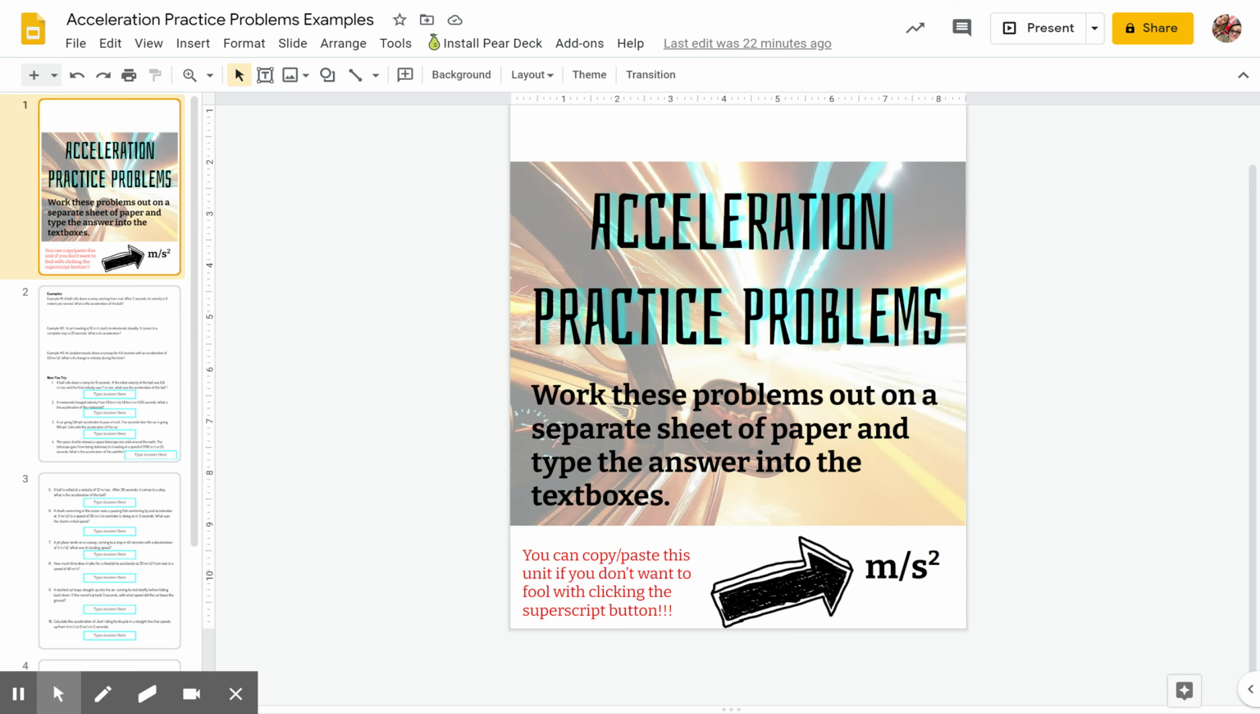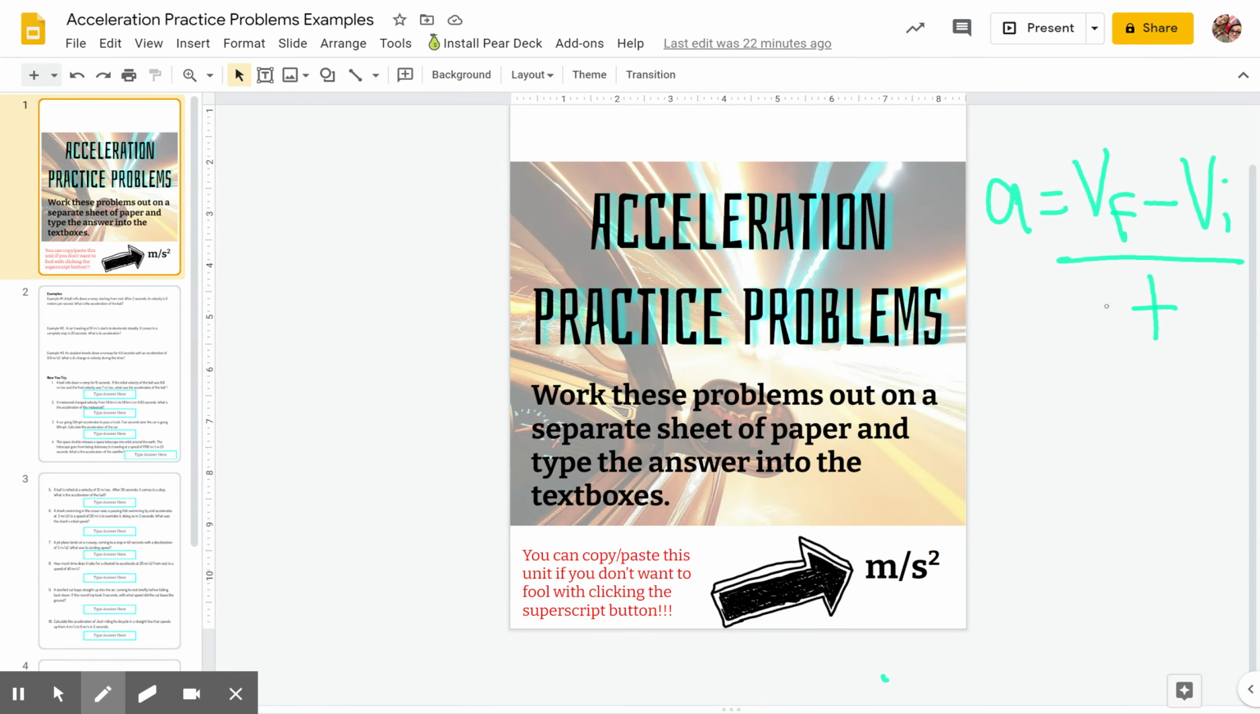Okay, so today we're going to be looking at how to work out acceleration problems. The first thing that we need to know when we're looking at acceleration problems is what is the formula for acceleration. And so in our notes, we should have learned that the formula for acceleration is acceleration equals final velocity minus initial velocity divided by time.